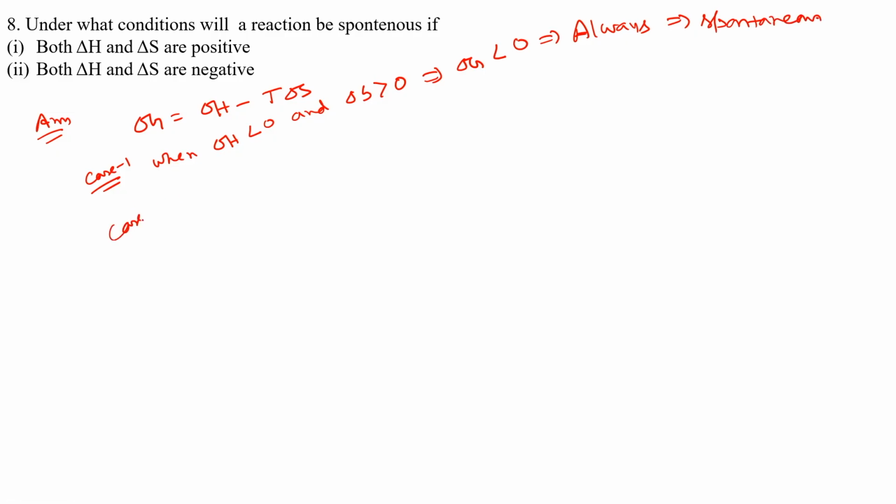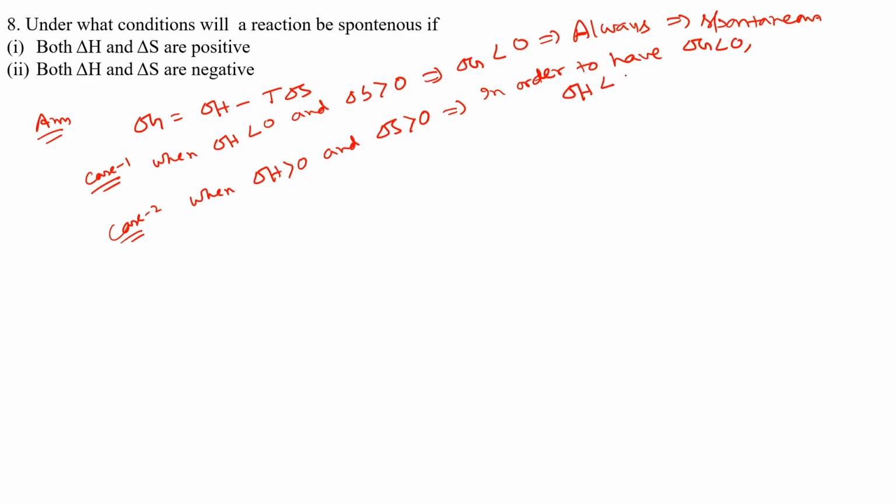But case 2 is when delta H is positive and delta S is also positive. So, in this case, in order to have delta G less than 0, delta H has to be lower than T delta S.